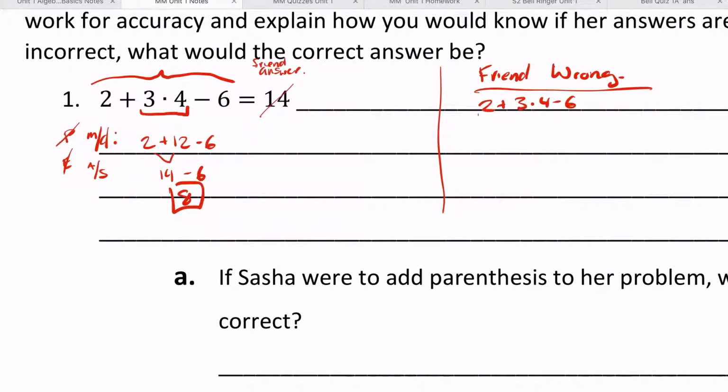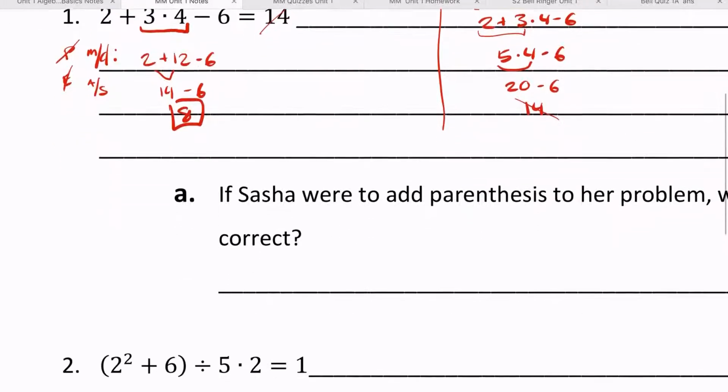I would probably add this first, and then I would multiply that, and then that would give us the 14. Okay, so that is not wrong the way that they did it.